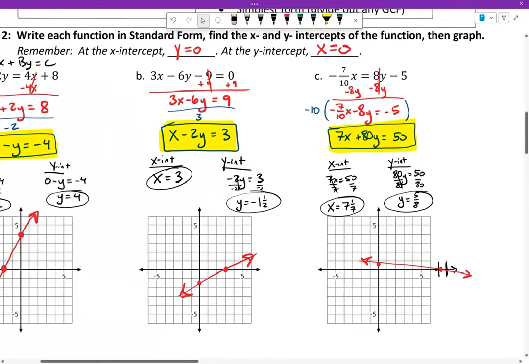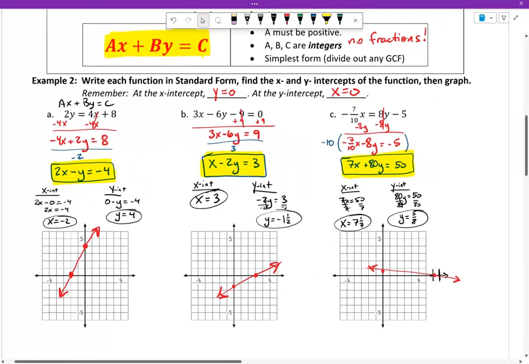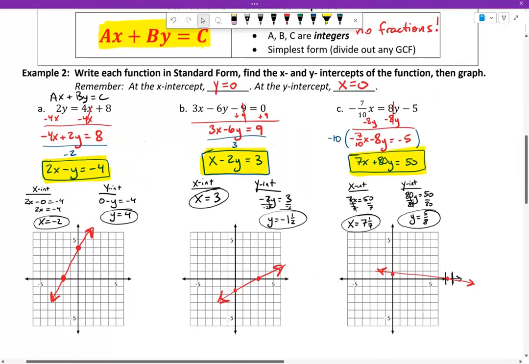So standard form is ax plus by equals c. Rearrange your equation to make that happen. Make sure you have all integers with a positive a, and then you can zero out y to find the x-intercept and zero out x to find the y-intercept.